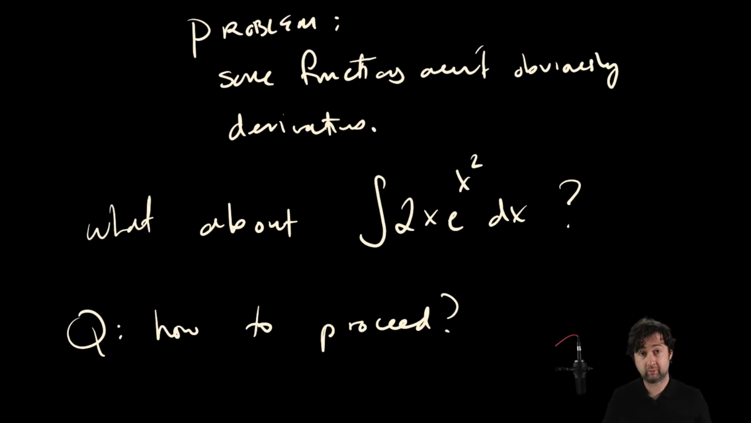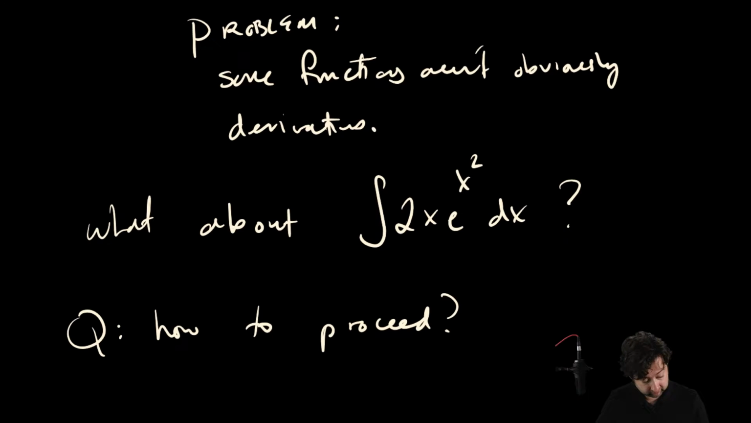Most of the functions that show up in real life are products. They show up in modeling, they show up in engineering problems, they show up in physics. So there's not going to be any way around trying to compute derivatives or antiderivatives of functions that involve products. We need some sort of strategy for finding an antiderivative of a function that is a product.